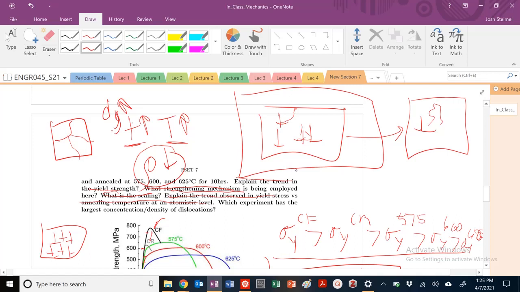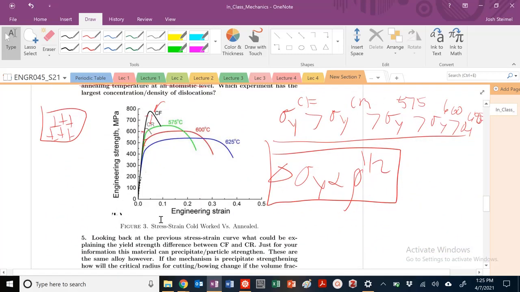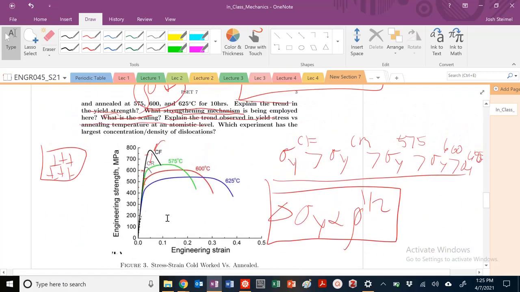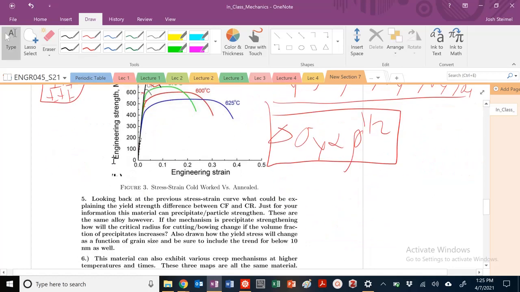The size of our grain increases as our time increases and as our temperature increases. So simultaneously, if we were thinking of this as grain size strengthening, it would have the same effect. As we anneal, we grow the grain size, and we decrease the yield stress of our material. And which experiment has the largest concentration density of defects? According to the scaling, it must be the cold formed. So that's number 4 in a nutshell.